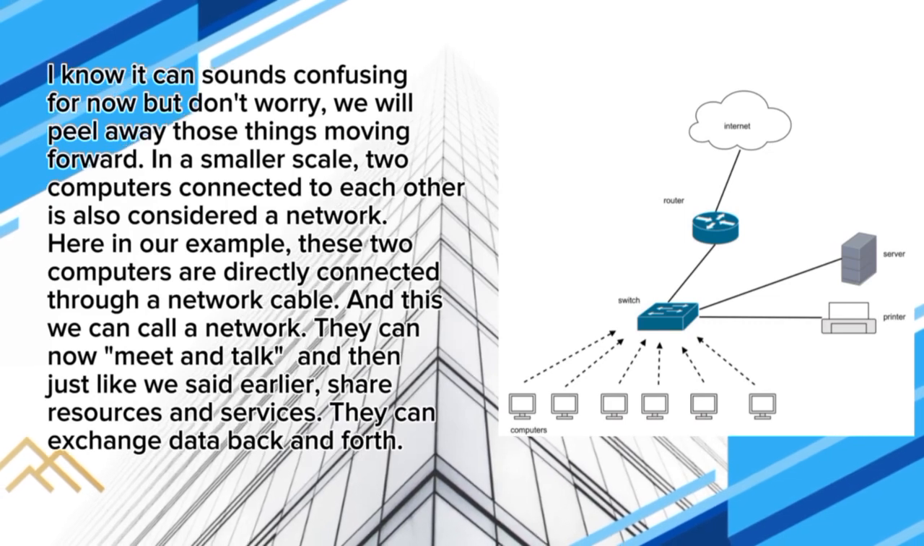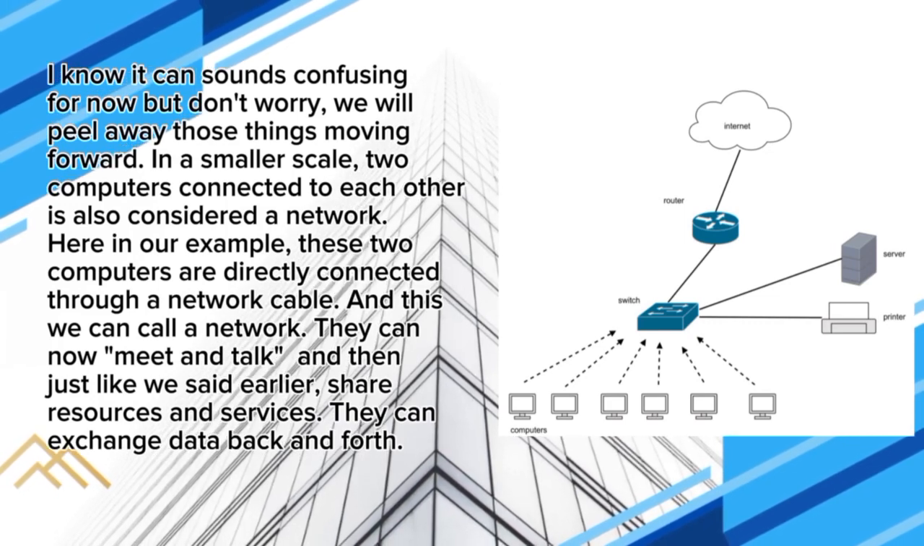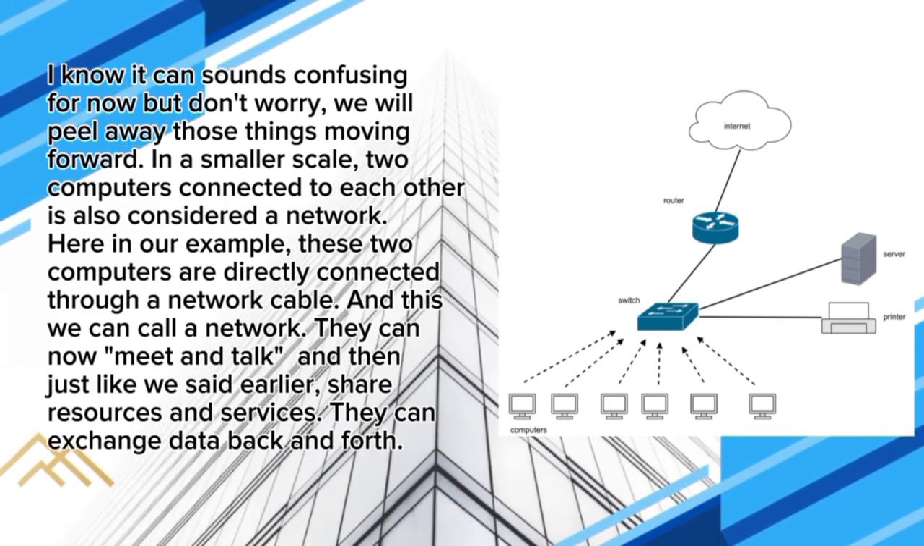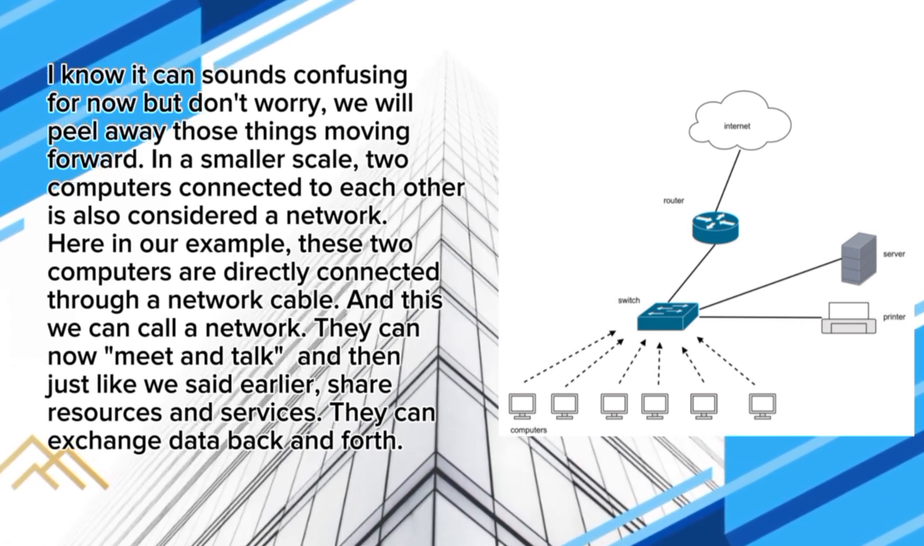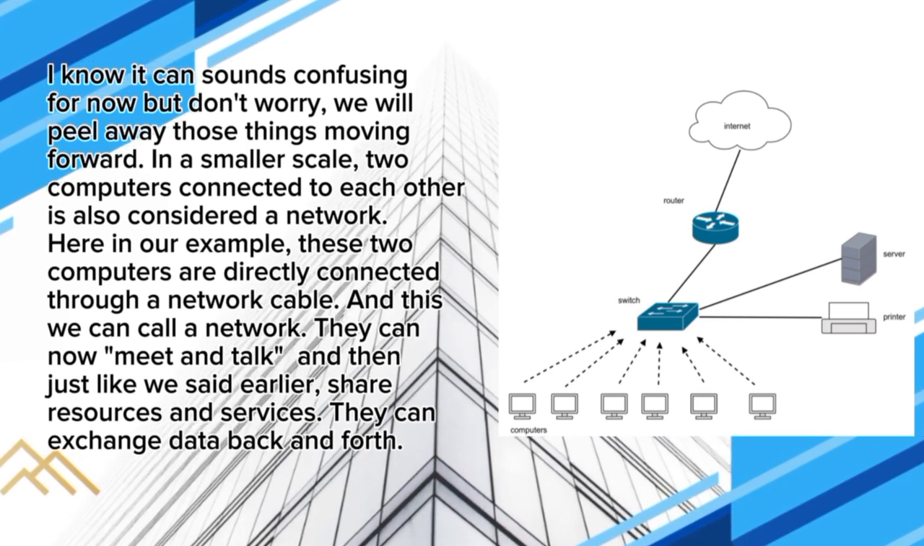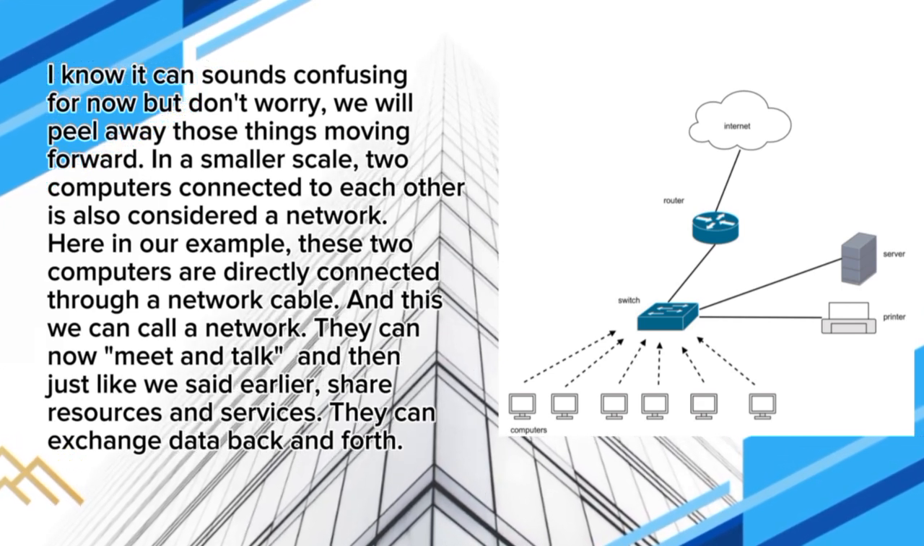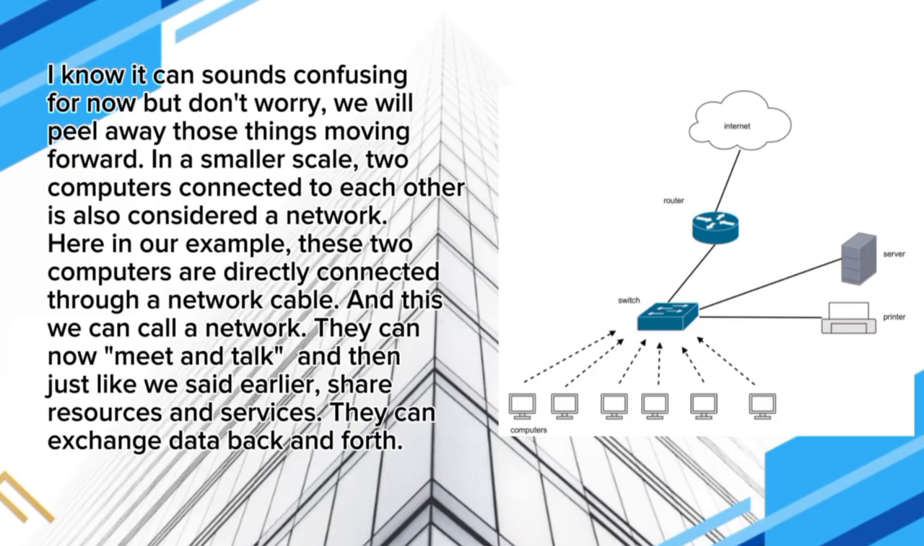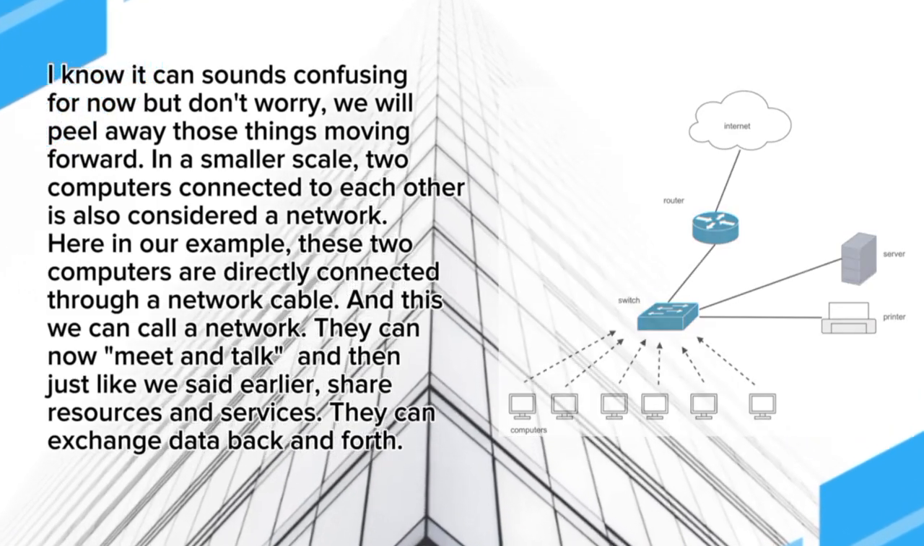On a smaller scale, two computers connected to each other is also considered a network. Here in our example, these two computers are directly connected through a network cable, and this we can call a network. They can now meet and talk, and then just like I said earlier, share resources and services. They can exchange data back and forth.